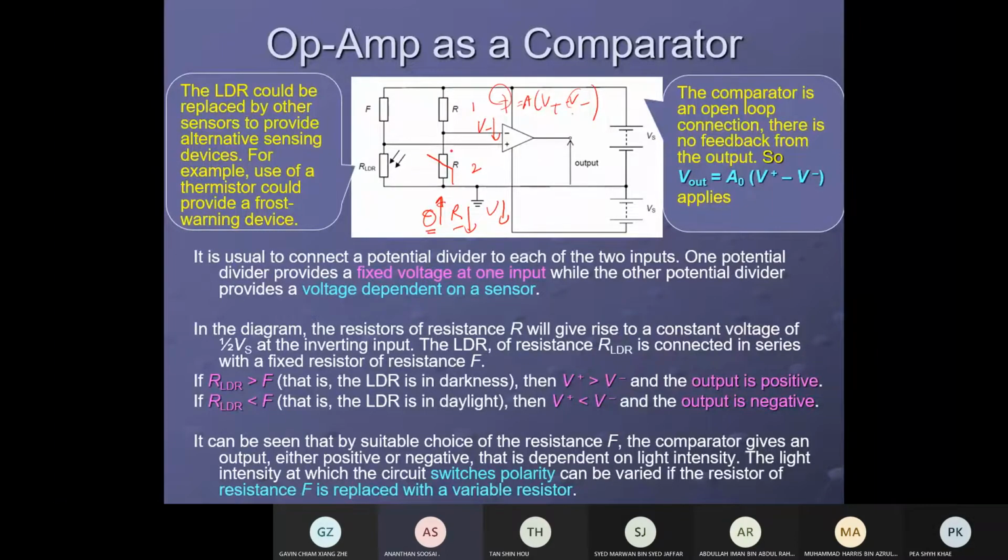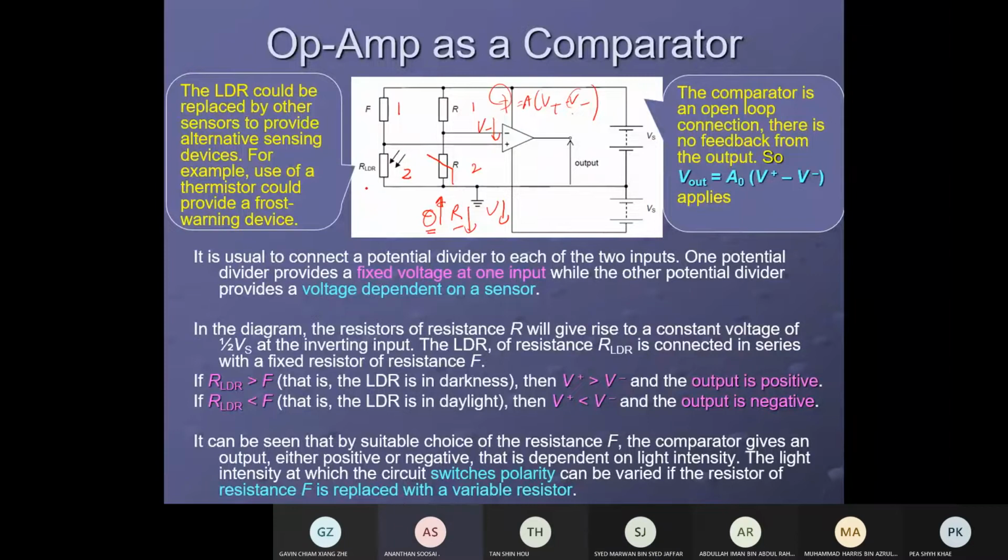Okay, so the thermistor is correct at position 2. Is the LDR correct? When there is light, we want the output to become positive. Do you put the LDR at 1 on top, or at 2? Is below fine?